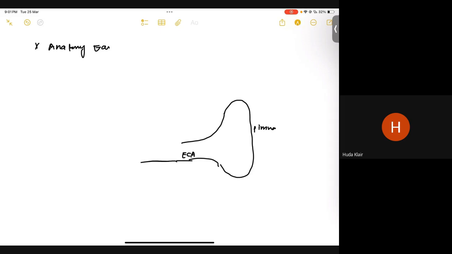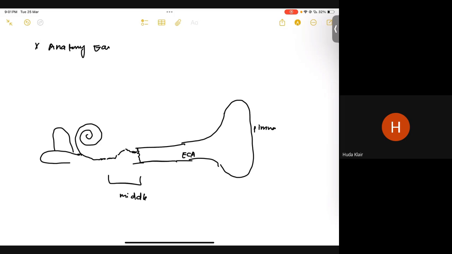Then we have our middle ear, and there are certain components within the middle ear. For example, we have the tympanic membrane, and to the tympanic membrane our ossicles are attached, that is the malleus, incus, and stapes. Okay, so this is going to be your middle ear. Then we have our inner ear, right? The inner ear consists of the cochlea and the semicircular canals. We have three semicircular canals, which are responsible for your balance, and the cochlea is responsible for your hearing.